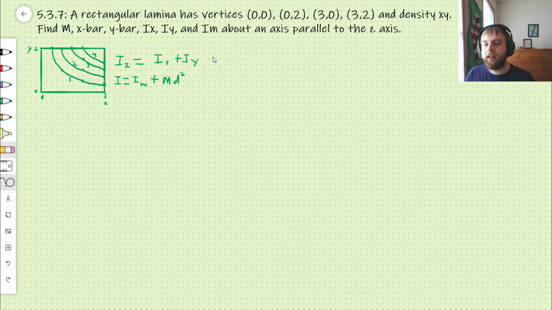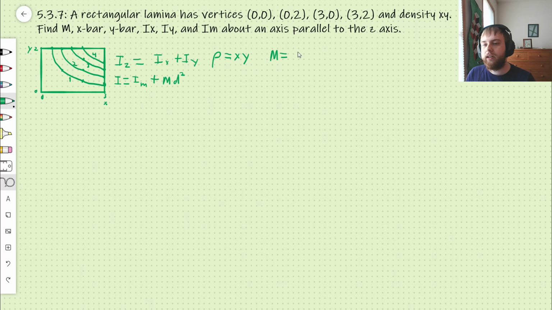Our density function, we usually say density is rho, the Greek letter. And so this is our density function. So what we would normally do if we had constant density is we would take our area times our density, and that would give us our total mass, which is what we're trying to find with m. However, in this situation, since we don't have a constant density, how are we going to do that?